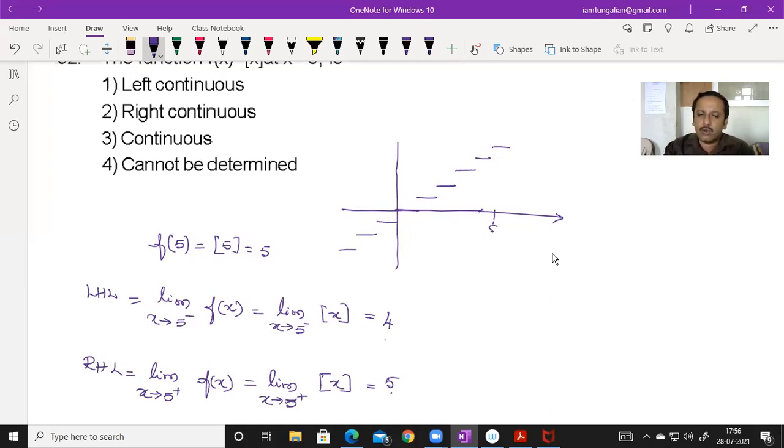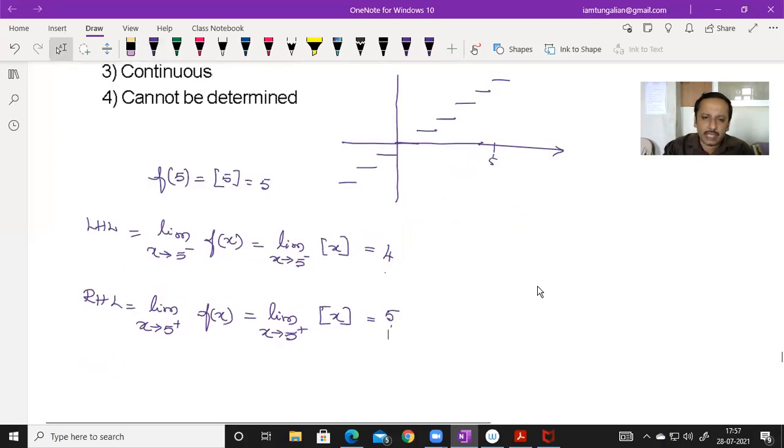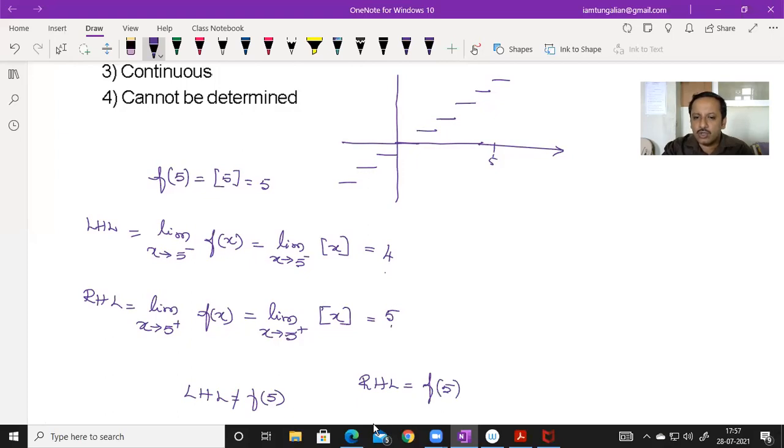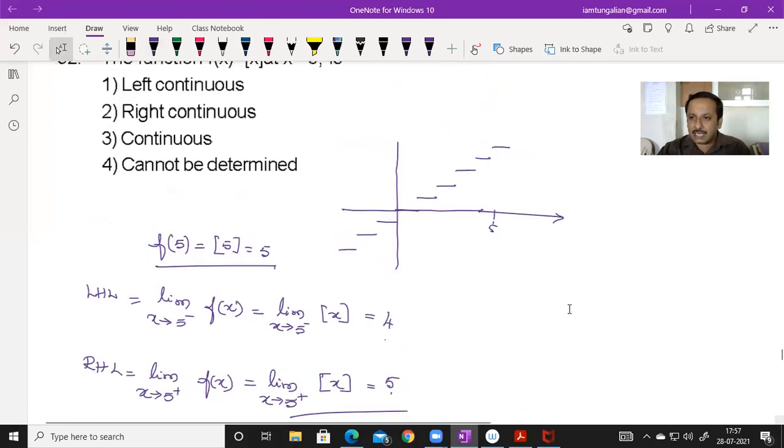That's okay. Now, to say that it is left continuous, we should have left hand limit equal to the functional value. Now, they are not equal, so it is not left continuous. But if right hand limit is equal to functional value, then we say that it is right continuous. Now, it is true. Functional value is 5, and right hand limit is also 5. Therefore, it is right continuous. It is right continuous only. It is not left continuous. It's only right continuous. And therefore, it is discontinuous.